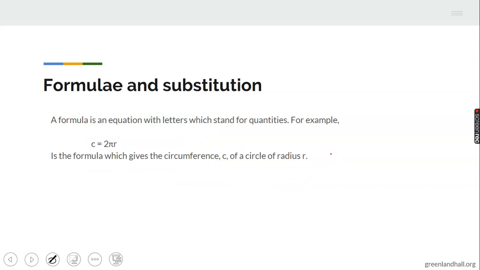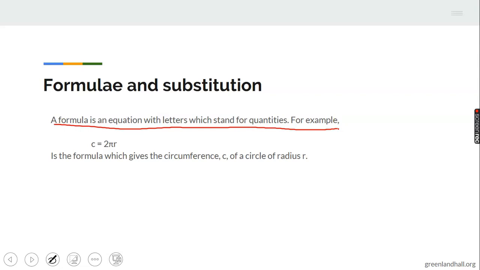Now, formulae and substitution. A formula is an equation with letters which stand for quantities. I come back again to it. A formula is an equation with letters which stand for quantities. For example, the circumference of a circle, C equals 2 pi r. We know that pi is always a constant and r is the radius. So this is the formula to find the circumference of a circle, which is C equals 2 pi r.